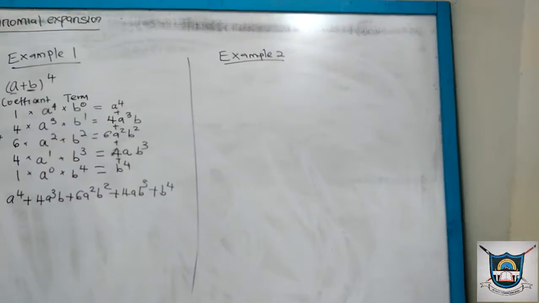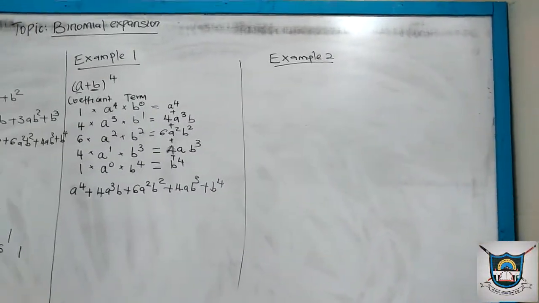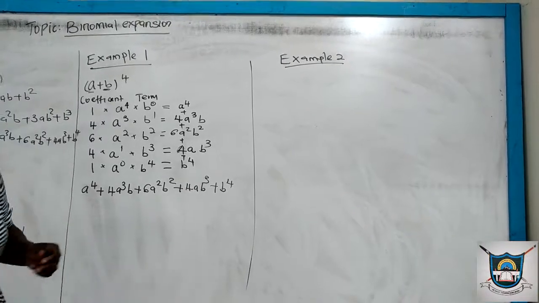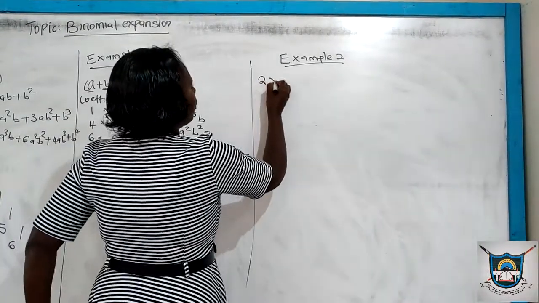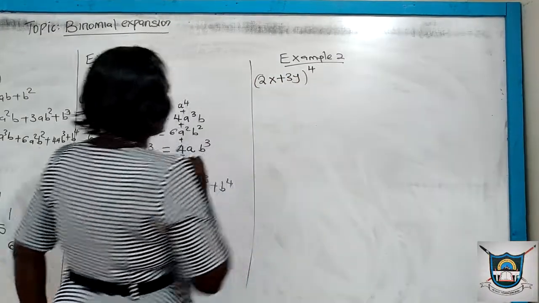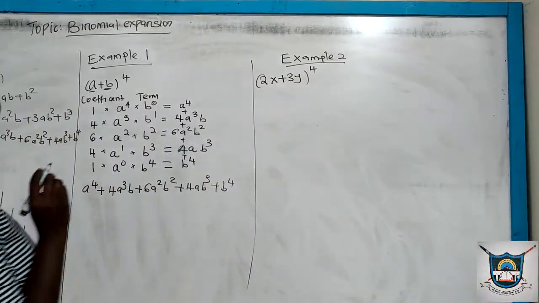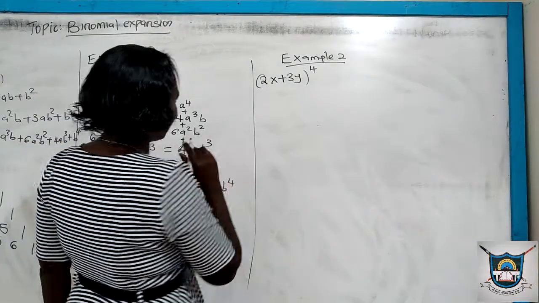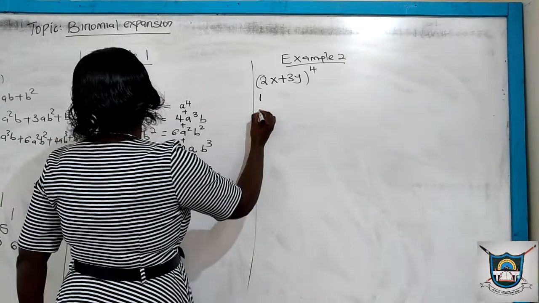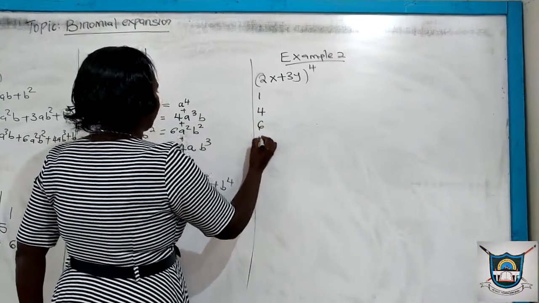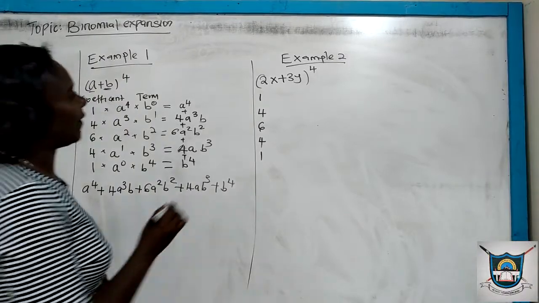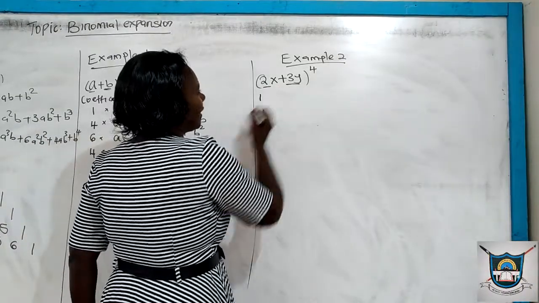Our example 2, we are going to expand (2x plus 3y) to power 4 again. We start by getting the coefficients. The coefficients of 4, again I've said you can get them from the mathematical table, are 1, 4, 6, 4, 1. We multiply with the terms. The first term is 2x and the second one is 3y.